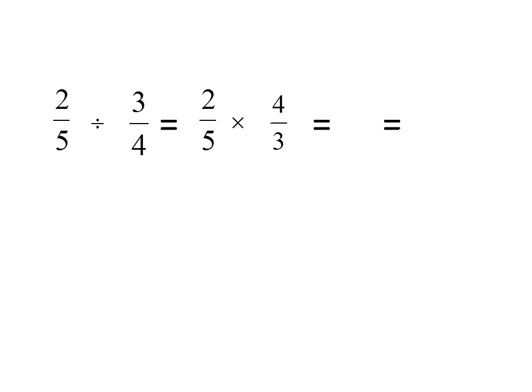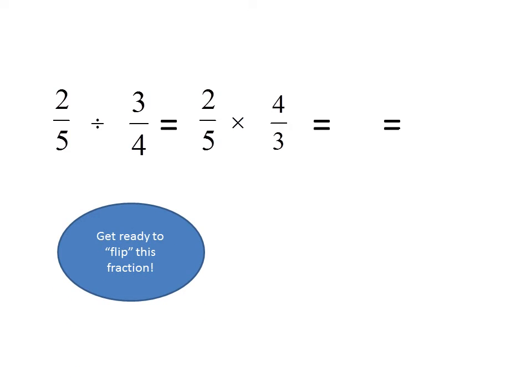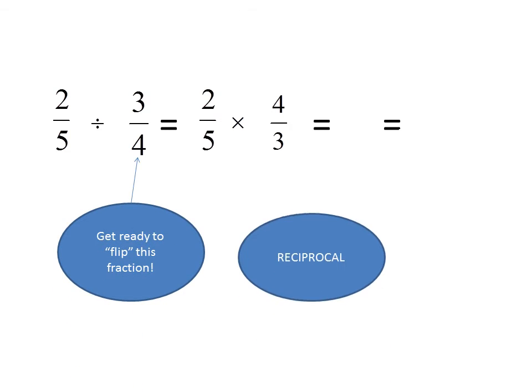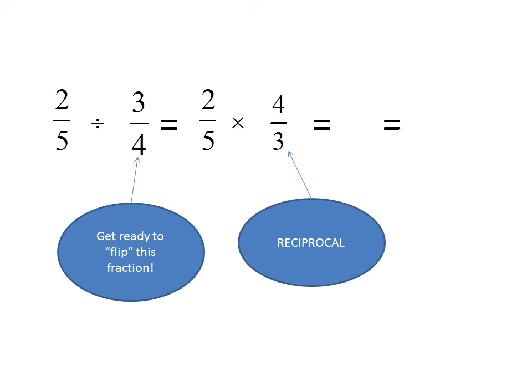Okay, let's look at another example. 2/5 divided by 3/4. 2/5, change the operation from division to multiplication. 2/5 times, when we change it to multiplication, we have to change the fraction following the sign. So the 3/4 becomes 4/3. You're right, that's the reciprocal.